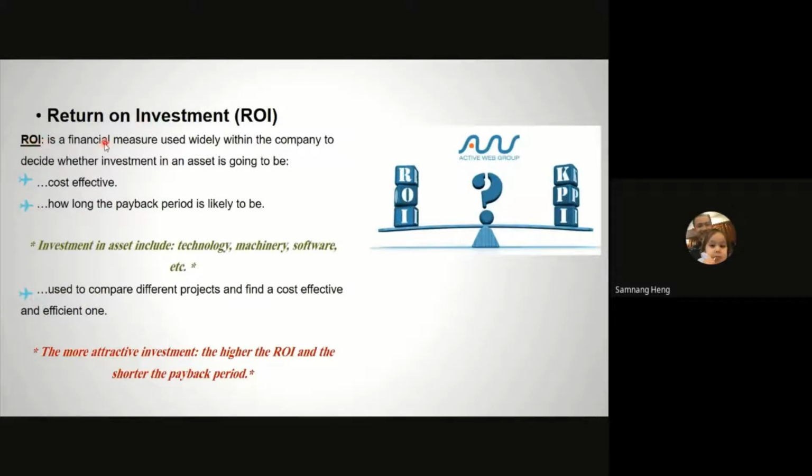It's a financial measure used widely within the company to decide whether the investment in an asset is going to be cost effective and how long the payback period is going to be. Payback period is the time until you start making money from the investment, the breaking even time, breaking even period.